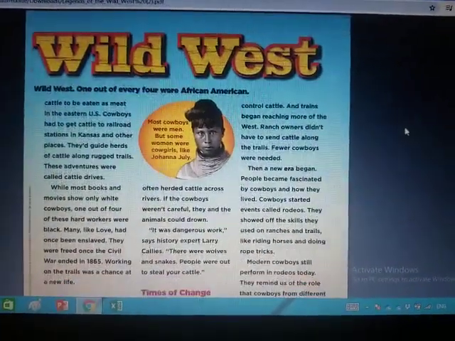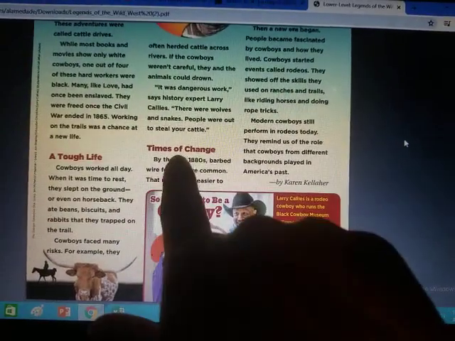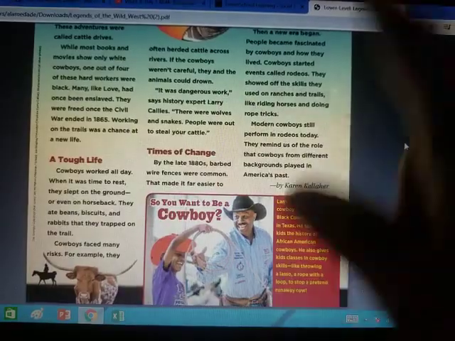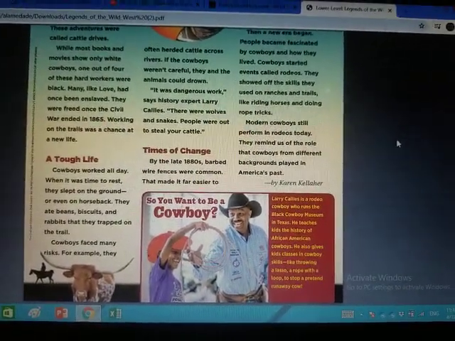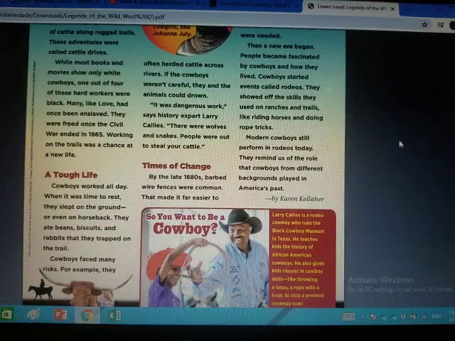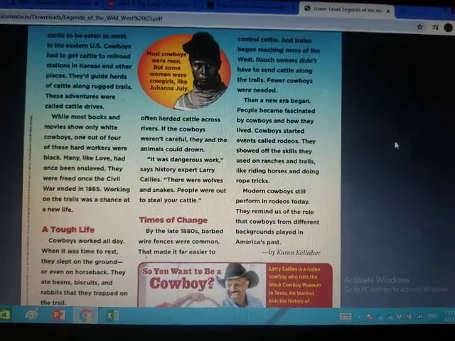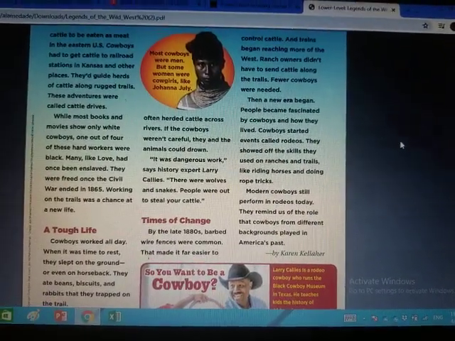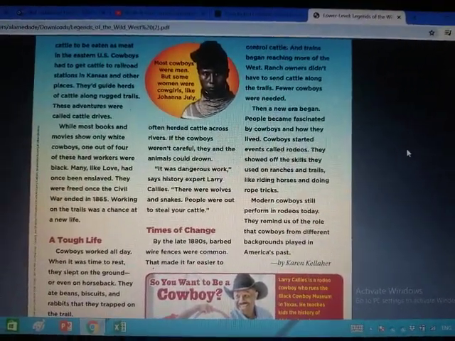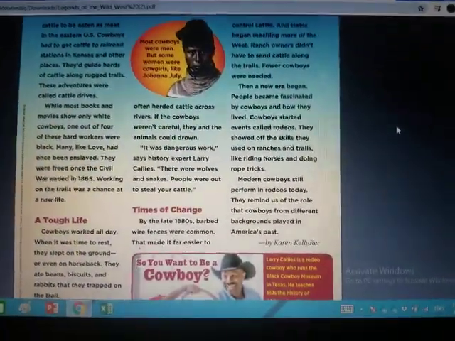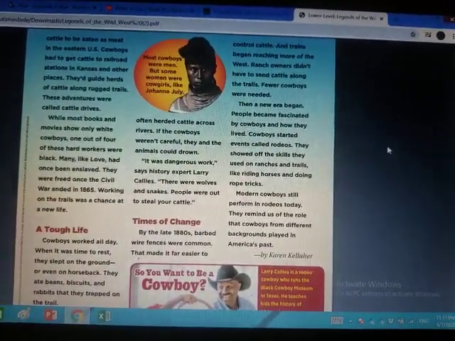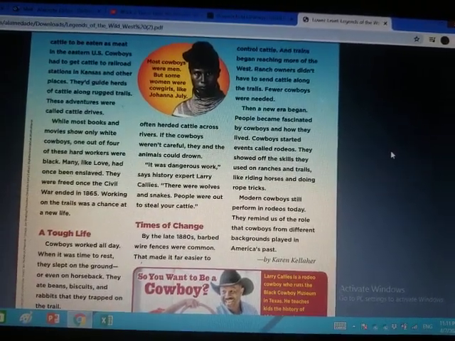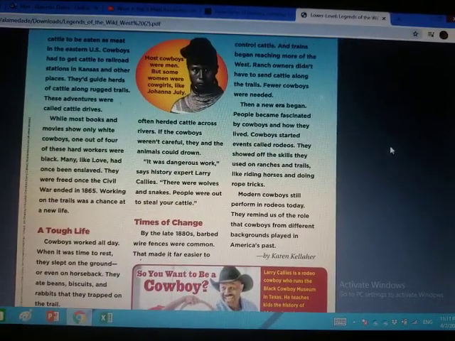Now, if you go down to the second page, when it talks about times of change, here's by the late 1800s. Tell me why we don't have that many cowboys anymore. What do they have now that makes them not have to chase after their cattle and take them across the villages and towns and countries? So what do they have now that makes it easier? And now that we don't have any more cowboys, we don't have that many. So what is the reason why we have less cowboys? All right.